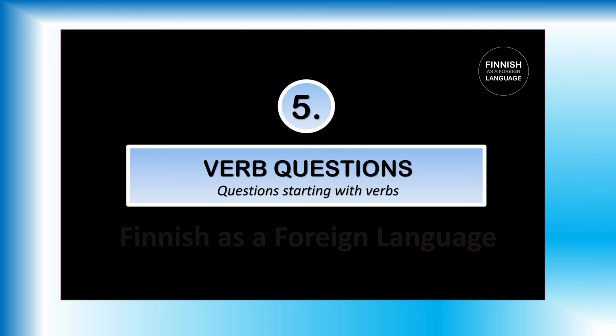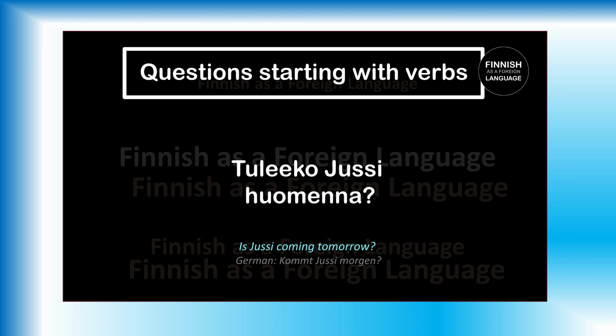Alright, now we carry on with our next chapter, which is called verb questions. We already talked a bit about it before, but let's take a closer look at it. Tuleeko Jussi huomenna means is Jussi coming tomorrow? You might realize the positive sentence is Jussi tulee huomenna, which means Jussi comes tomorrow. And as you might remember, in order to form a question out of it, we put the verb to the first position, which is tulee, and then add the question marker to it, which is ko, and we get tuleeko. After that, we just carry on with the rest of the sentence, which is Jussi huomenna.